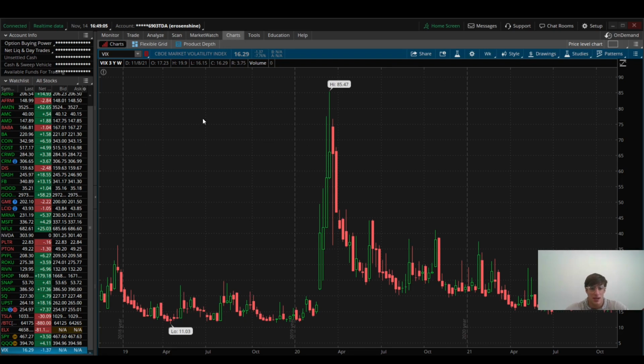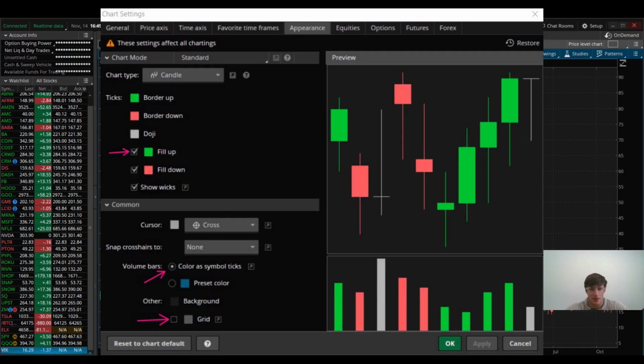So these are the time frames that I look at right here, and then I'll go to Appearance, and I change 3 things here. I go Fill Up so that all of my green candles are also filled up, and I will click Color as Symbol Ticks for volume bars, so that the volume bars are red for the red candles and green for the green candles. It just helps me visually see the chart. And then the last thing that I'll do is I'll take off Grid, and then I just hit Apply.